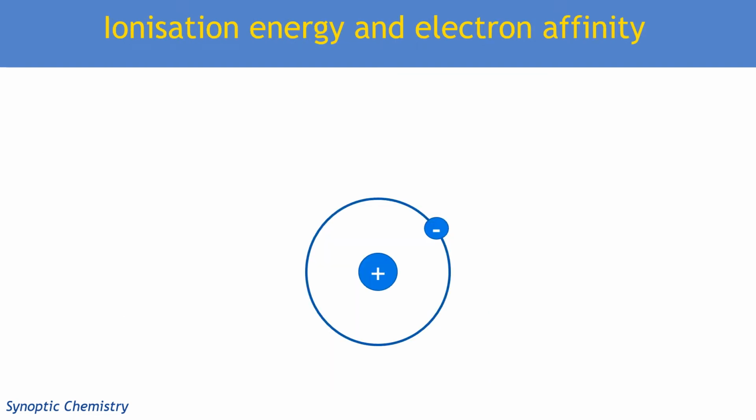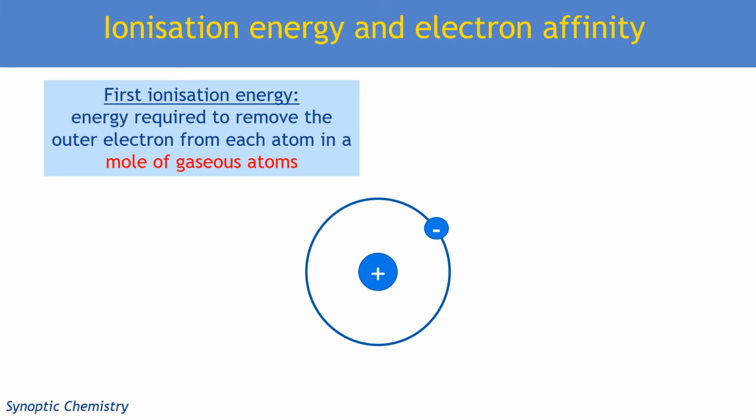Okay, still on the kind of Born-Haber cycle theme, there are 2 other things that happen when we make an ionic compound. So before we can even bring ions together, we have to make ions. And we make ions either by ionization energy, removing electrons, or electron affinity, adding electrons. So they are opposite processes. First, ionization energy, very important definition. Energy required to remove the outer electron from each atom in a mole of gaseous atoms.